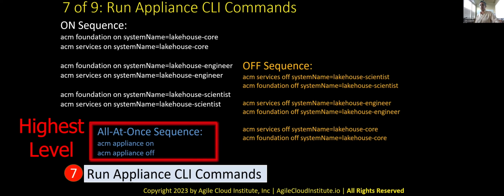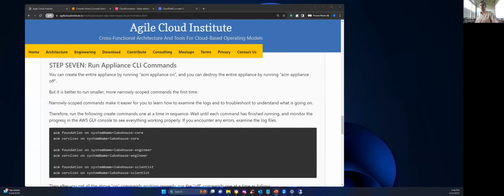Before you actually run any of these commands, let's also review the highest level that lets you create the entire appliance in one command by running ACM appliance on. And then the CLI also lets you delete the entire appliance in one command by running ACM appliance off. You can find all of these commands in Step 7 of the written version of this training at agilecloudinstitute.io.